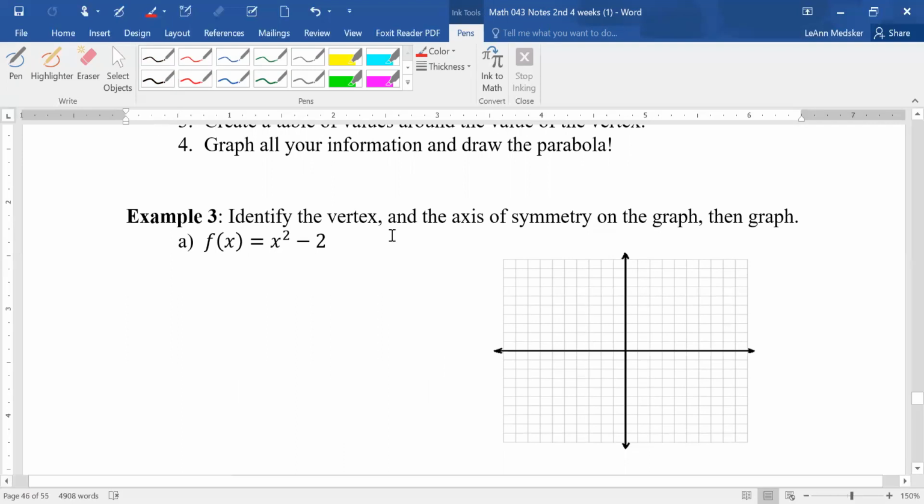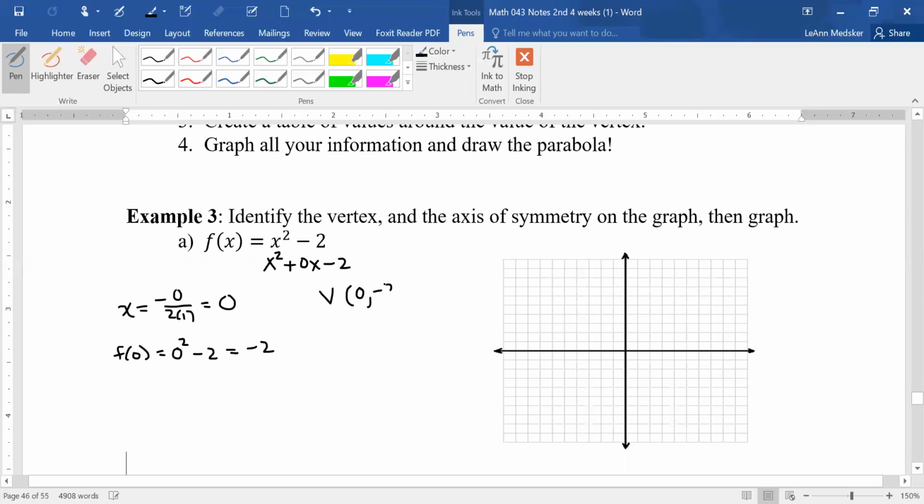It says identify the vertex and the axis of symmetry on the graph, then graph it. So first let's do our vertex. So this one does not have a b. So if you need to rewrite this so you can see it, it's 0x minus 2. It's missing that term. So when I go to find my vertex, x equals -b over 2a, that's just going to be 0 because 0 on top is 0. If I plug 0 back in to my function, I get 0 squared minus 2, which is just -2. So my vertex for this problem is at 0, -2.